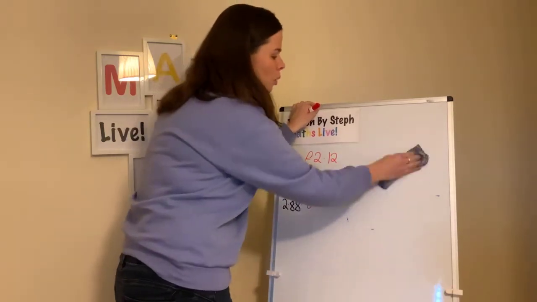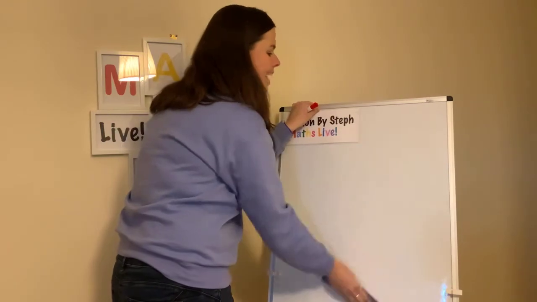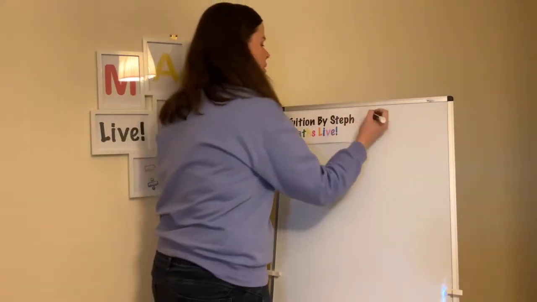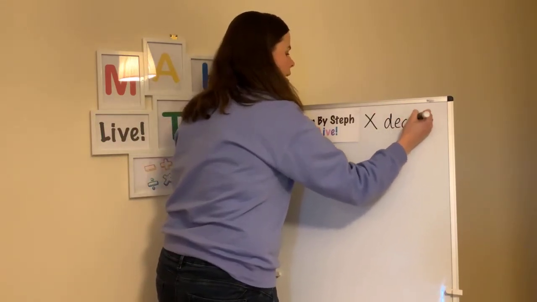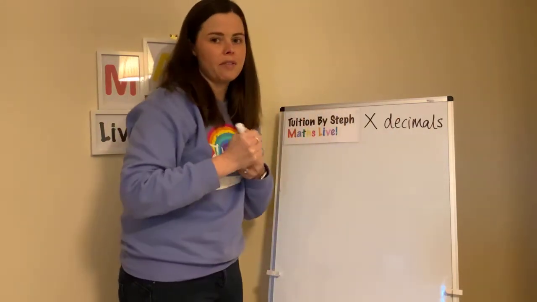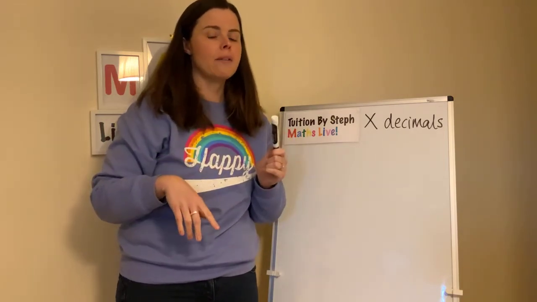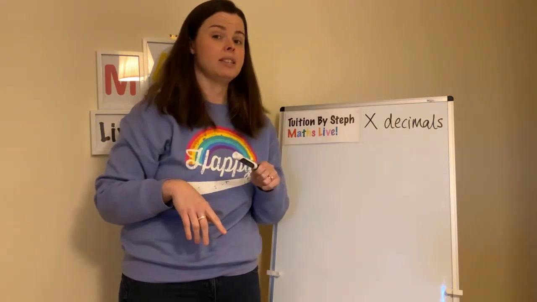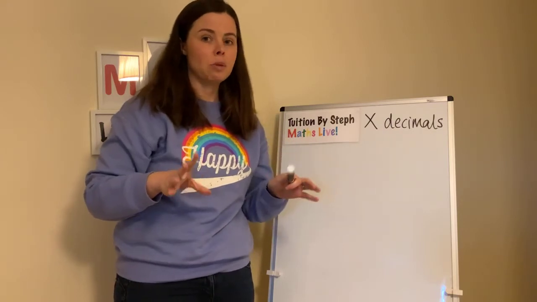So we have compared decimals. We have added and subtracted decimals. And today we're going to multiply decimals. And we're going to do a Maths Live first. I've multiplied decimals before on Maths Live, but I haven't multiplied decimals by other decimals. And that's how we're going to finish today's lesson. First of all, we're going to warm up with how do you multiply a decimal by a whole number.